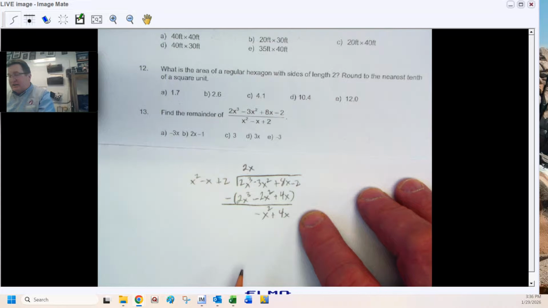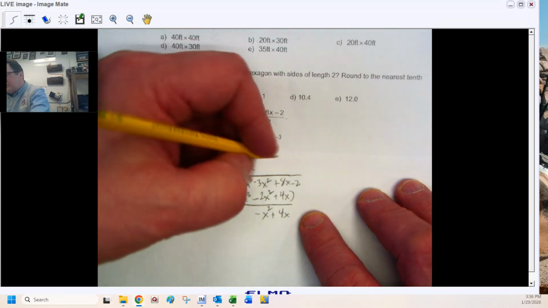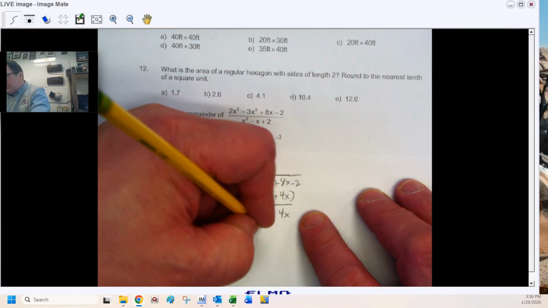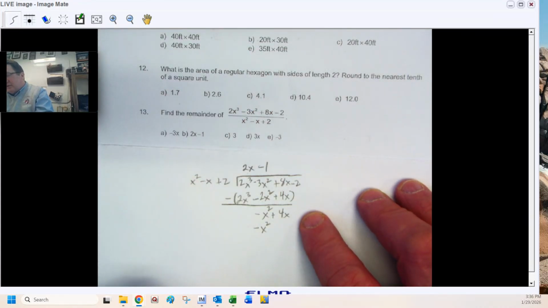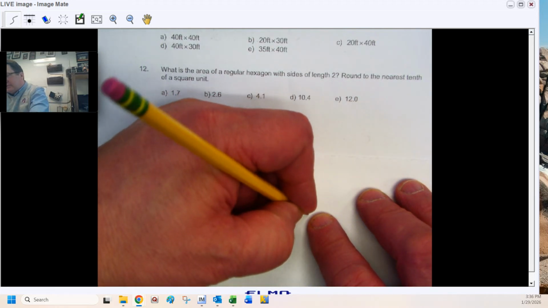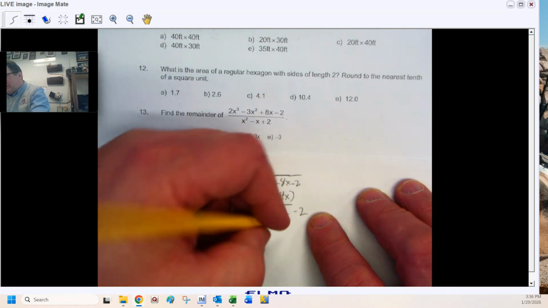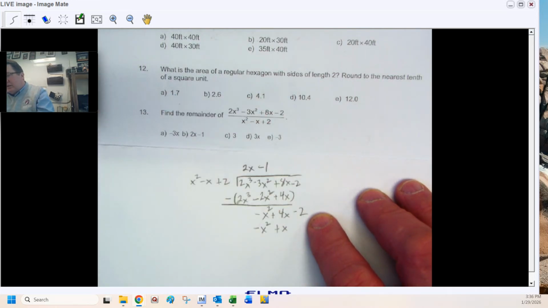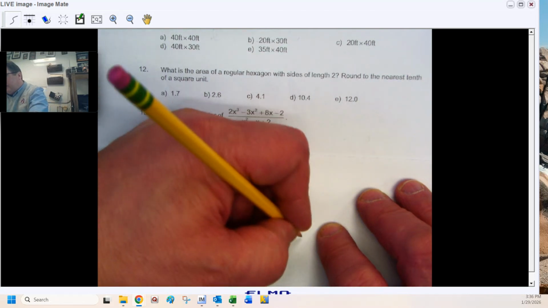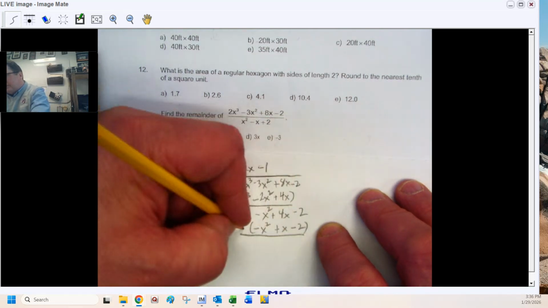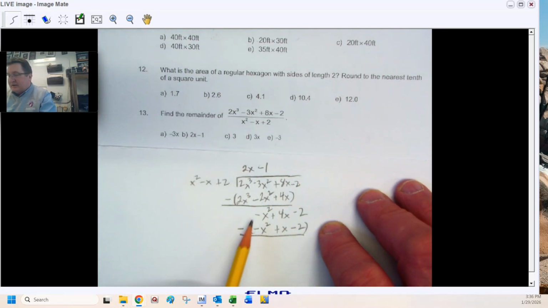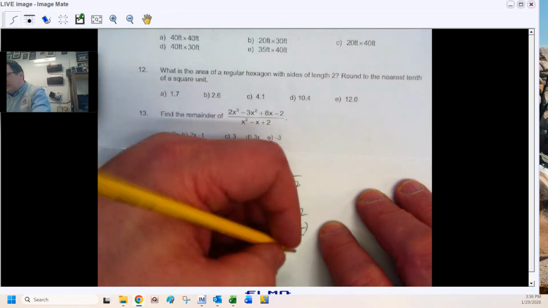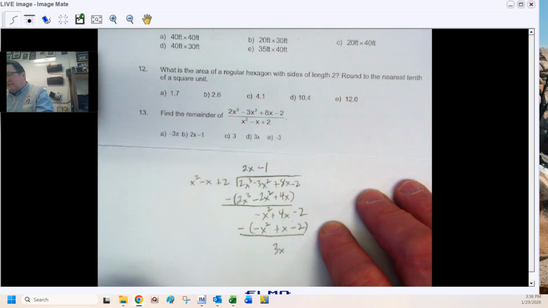And so then we say x squared times what is negative x squared? Well, that would be minus 1. And so then we have negative x squared. I forgot to drop down this minus 2. So negative x squared plus x minus 2. And we're going to subtract it. Make sure you use parentheses in this case. Negative x squared minus negative x squared is 0. 4x minus x is 3x. Negative 2 minus negative 2 is actually 0. And so our remainder is 3x. So choice D.